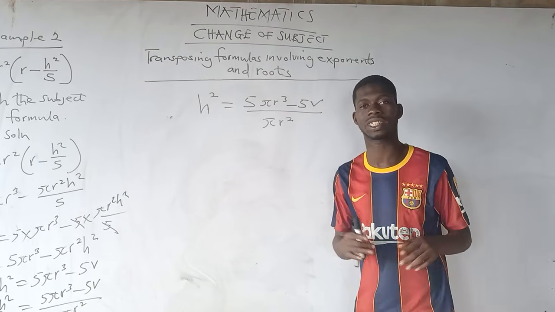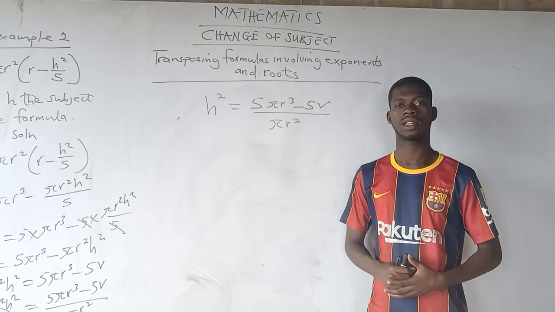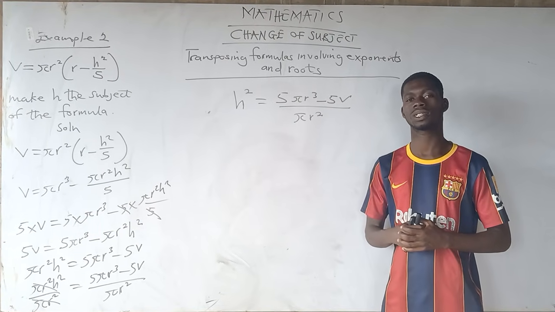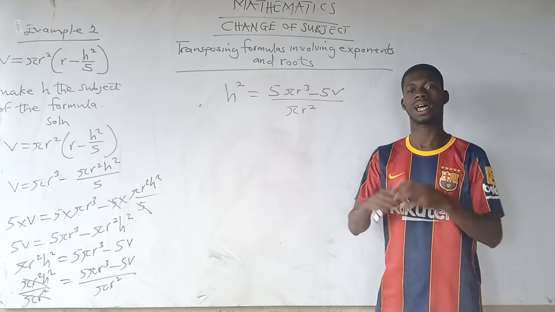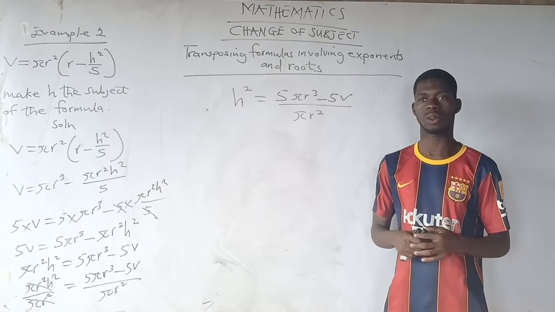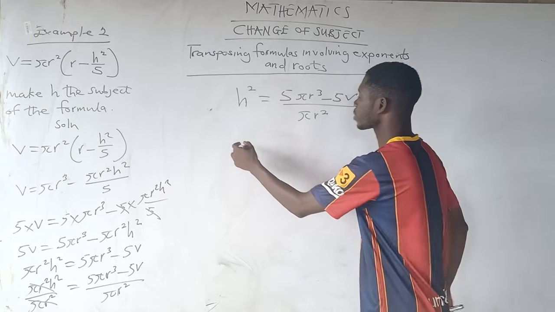And bear in mind, we are looking for h, not h squared or h to the power 2. We are looking for h. So what do you have to do? As I said earlier, if the number or the letter or the alphabet is squared, you square root both sides so that the letter can stand alone. So you square root both sides.